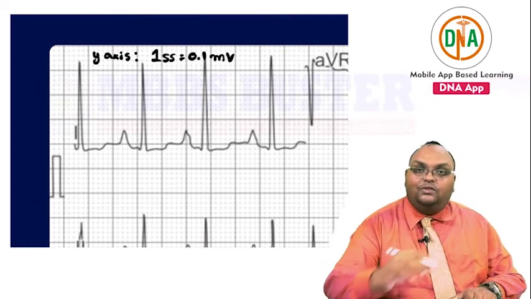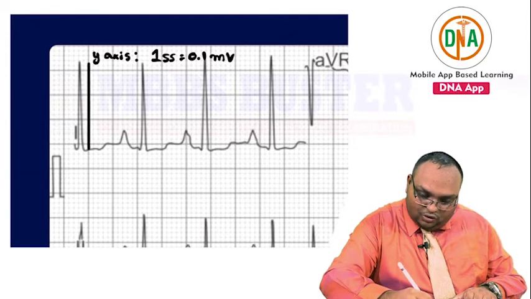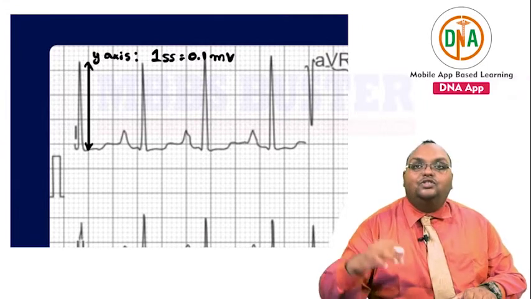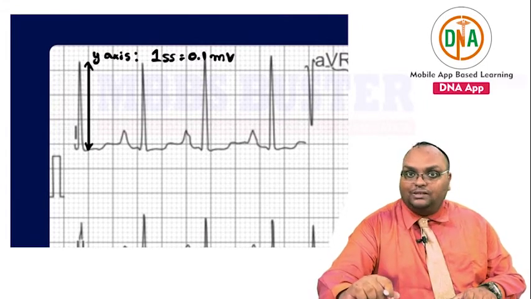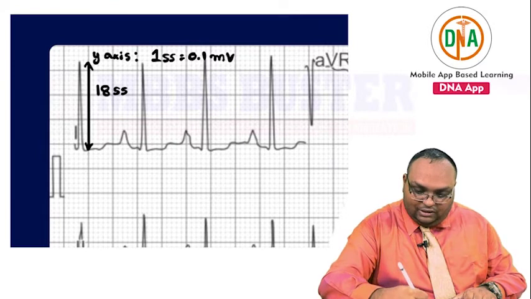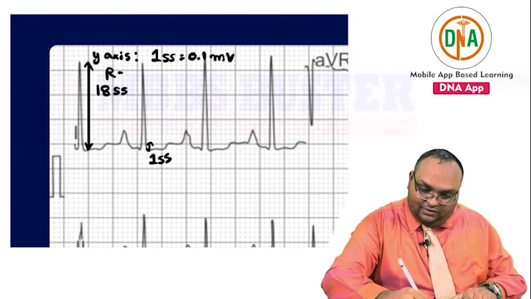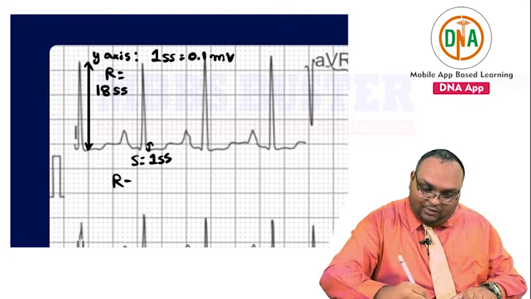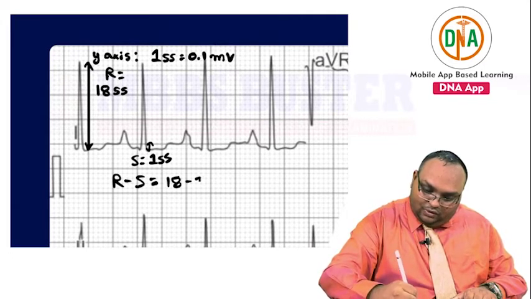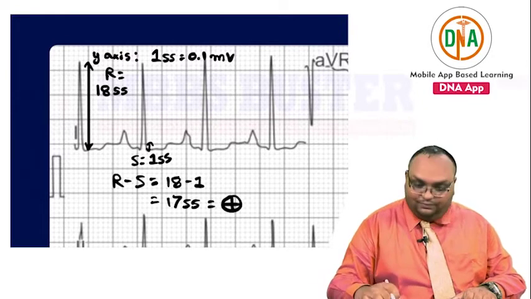So if you look at lead 1, which we've taken as the x-axis, and count the number of small squares this tall R wave has, it's around 3 large squares and 3 small squares, so that comes to around 18 small squares. And definitely, the negative S wave is hardly around 1 small square over here. So if this is your R wave and this is your S wave, then for lead 1, R minus S comes out to be 18 minus 1, that is 17 small squares. So overall it is a positive value.